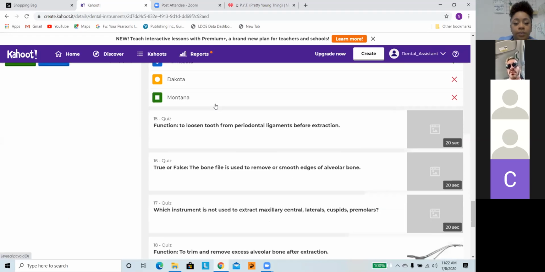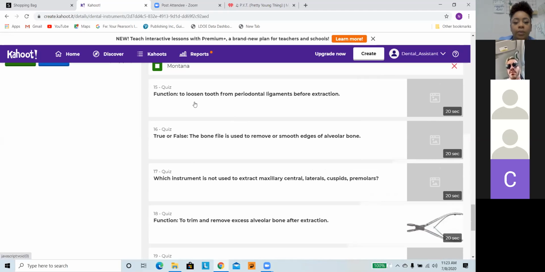The next one will probably be our last one. This particular instrument is used to loosen a tooth from periodontal ligaments before extraction. This is easy. Y'all better know this one. It's those tools. I don't want to say pliers, but they're kind of shaped like that. There's a name for it though. Listen to this, it's going to help you guys.